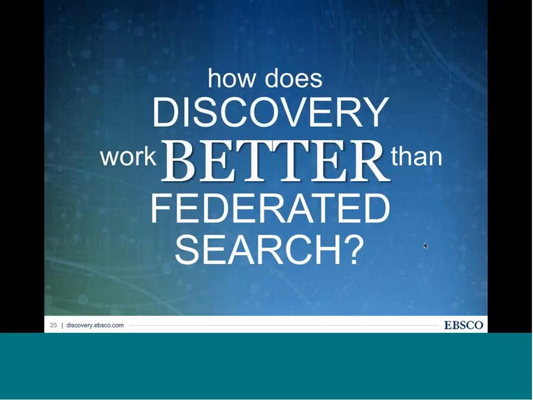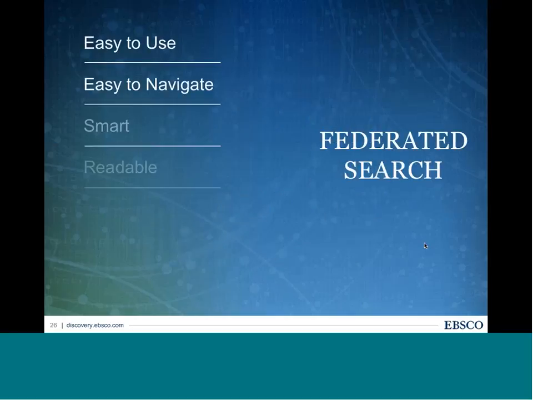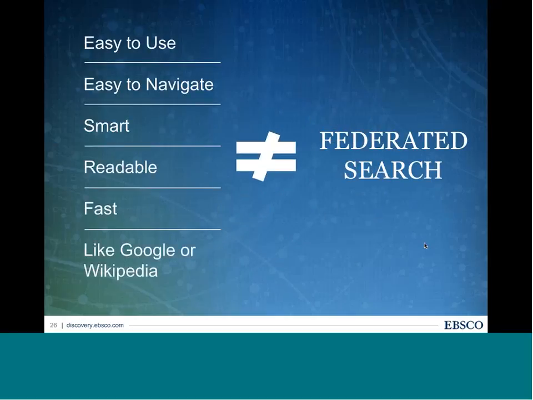So probably a lot of you thought when you came in here, oh, we're going to talk about federated search, and that Discovery is some version of federated search. And it's nothing like it, actually. The only similarity that Discovery has with federated search is that you have one search box. After that, completely different. So all of those things that we looked at before, easy to use, easy to navigate, smart, readable, fast, like Google or Wikipedia, none of those equal the federated search experience.